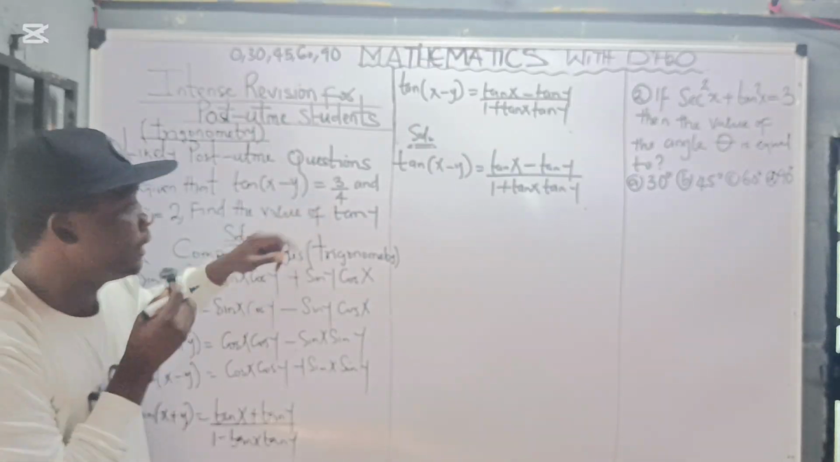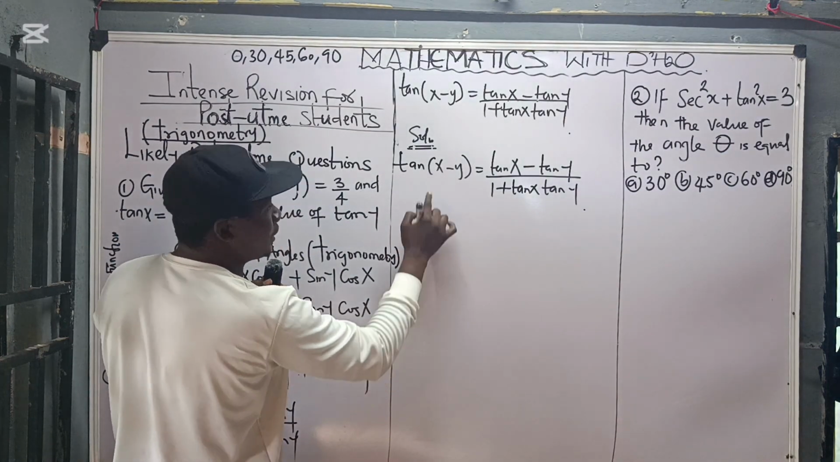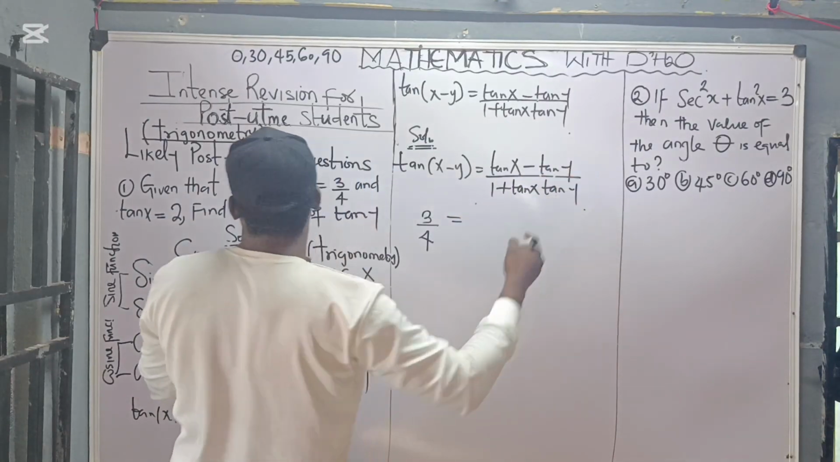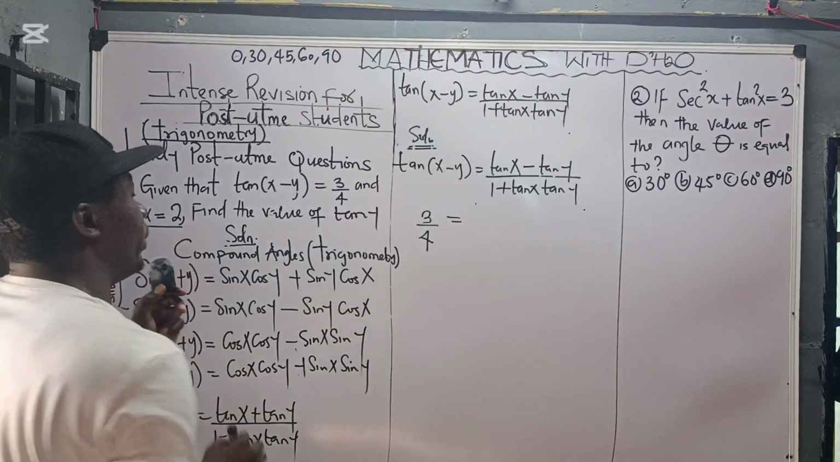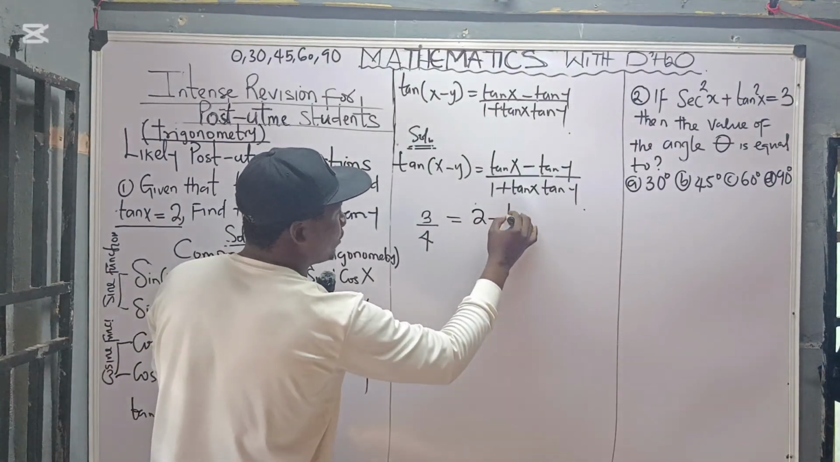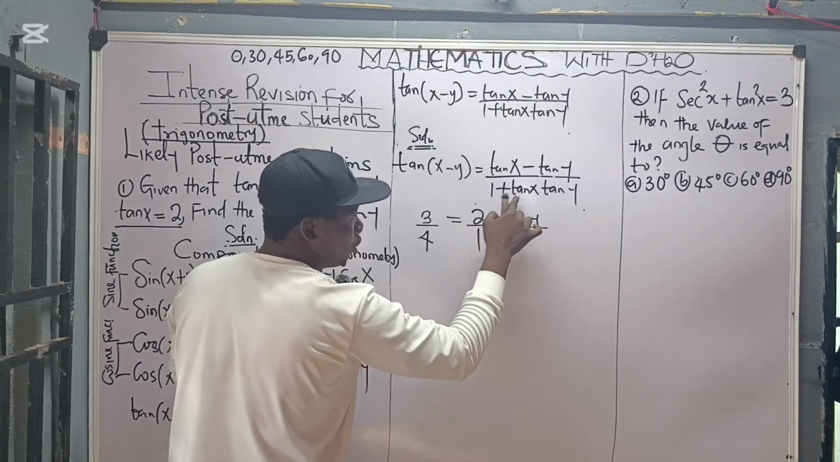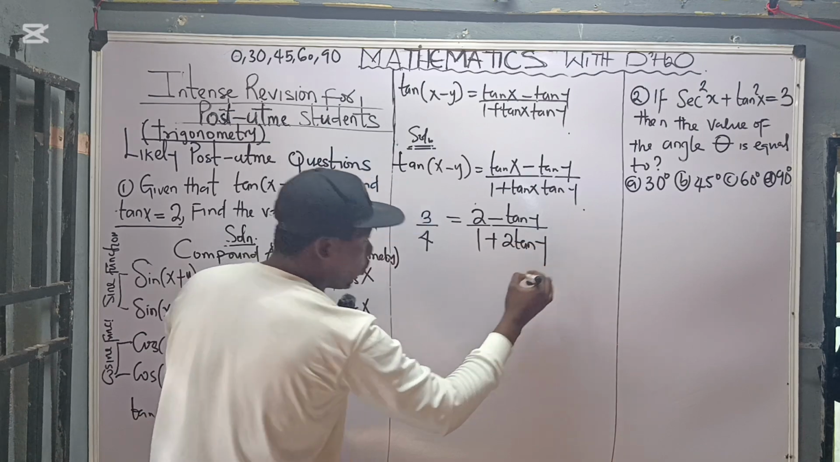Do you understand? So I'm going to write in this place 3/4, which is tan(x - y), and is equal to tan x minus tan y. What did they say is the value for tan x? Yeah, tan x is equal to what? 2. Do you understand? So I'm going to put 2 minus tan y all over 1 plus, don't forget tan x is 2, so 2 tan y.